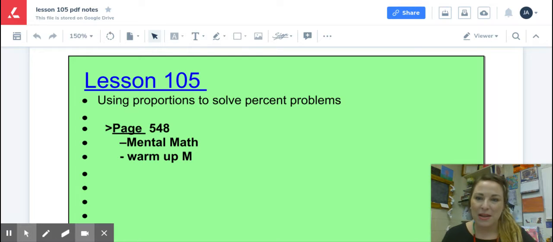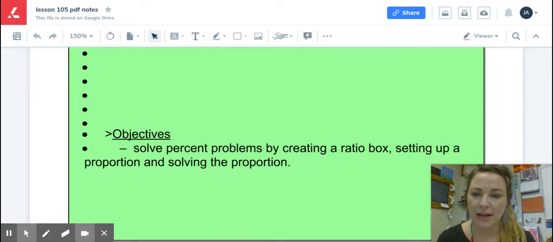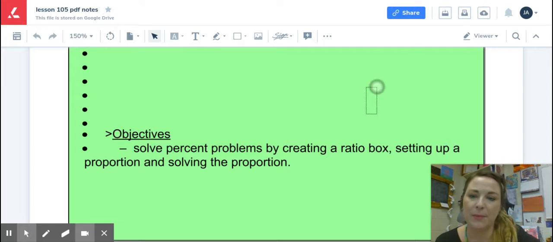So here we go. Using proportions to solve percent problems, we have, I think, 3 different examples that we're going to do today. Our learning target is solving percent problems by creating a ratio box, setting up a proportion, and solving the proportion. So again, I've talked to you about ratio boxes. I myself really like them. They help organize my thinking. Use them as long as you need to. If that means forever, do it. If you don't need them forever, you can do some of this thinking in your head or just equation style.